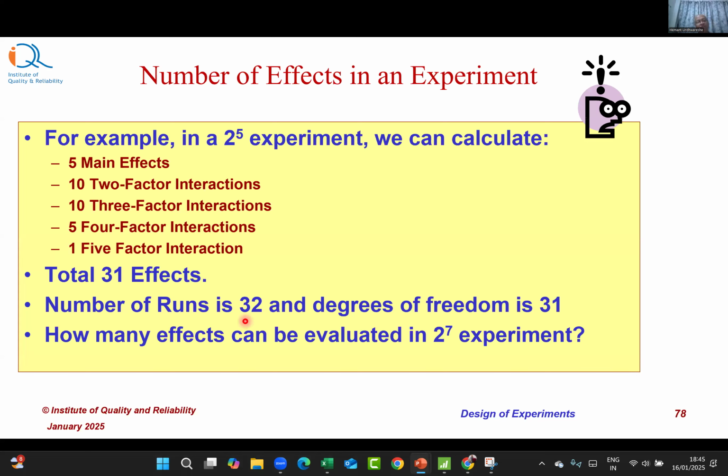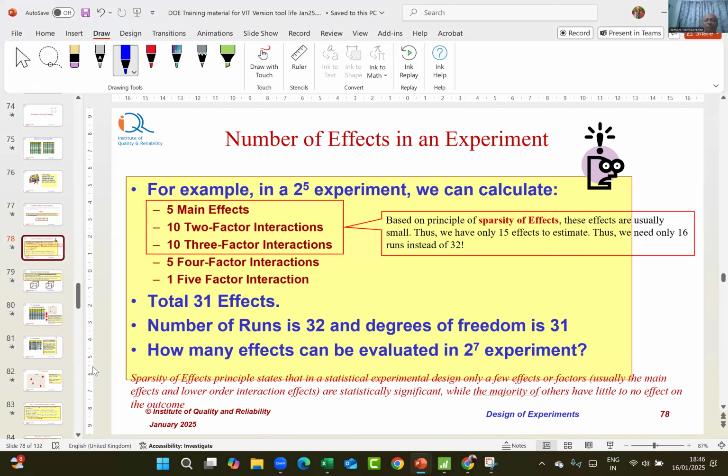So the number of runs is 32 and the degrees of freedom available is 31. Since each of these has two levels, the degrees of freedom required will obviously be, yeah, 5 main effects will be 5 degrees of freedom. This is 10 degrees of freedom. So in total, 31 degrees of freedom are required.